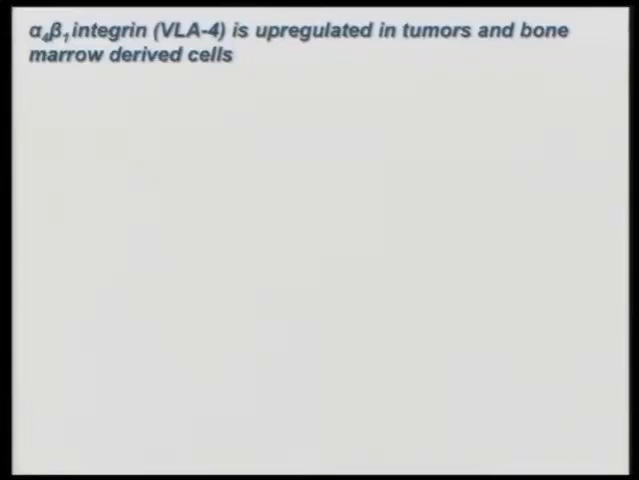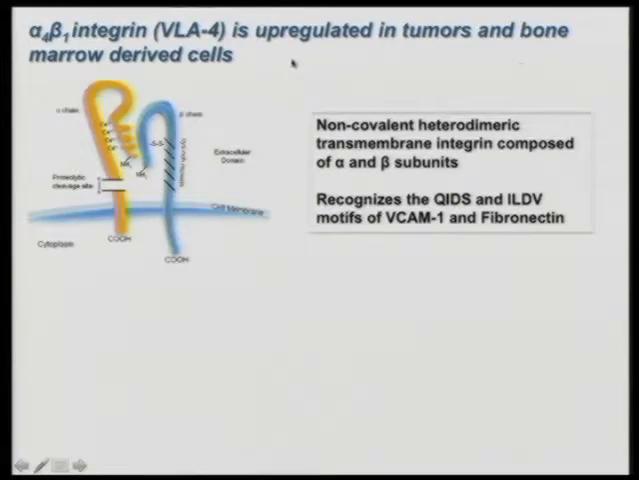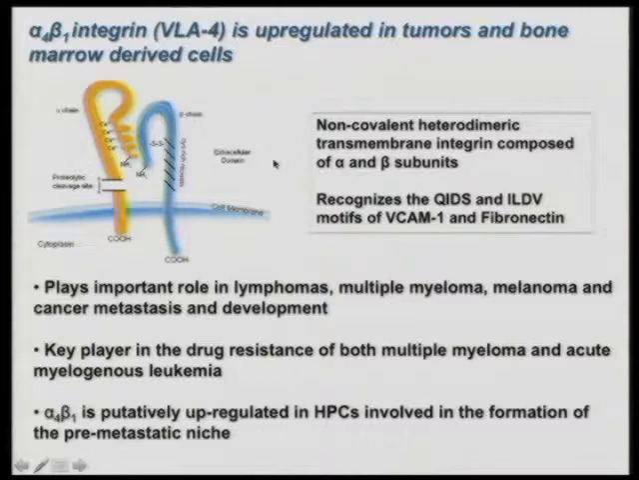So we decided to focus on the very late antigen 4, which is also called alpha-4 beta-1 integrin. It's a protein that's upregulated in tumors and bone marrow-derived cells. Integrins are a family of cell adhesion molecules, and there are over 20 different combinations of the alpha and the beta subunits. They're heterodimeric proteins.